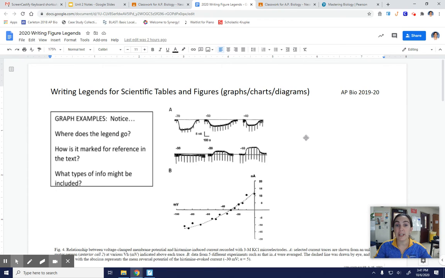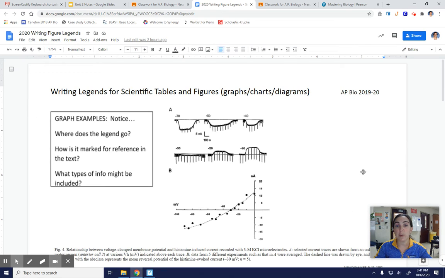So a figure legend is how we title a graph or a chart in a written document. We don't actually put titles on graphs if they're part of a written document like a lab report. The only time you put a title on a graph is if it's in a presentation, like a slideshow or something, which we don't really do in this class. So every time you have a data table or a graph, it's going to need a figure legend.